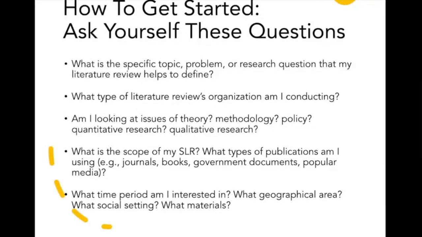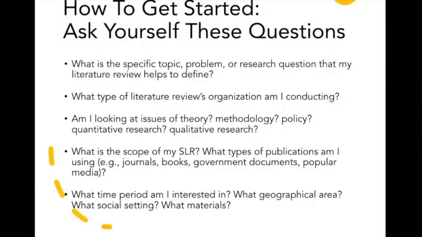Can you guys remember? Method. Method, yes, method. And am I looking at issues or theory, methodology, policy, quantitative research or qualitative research? If you want to work on quantitative research, of course, your literature review article is based on the quantitative research, right?